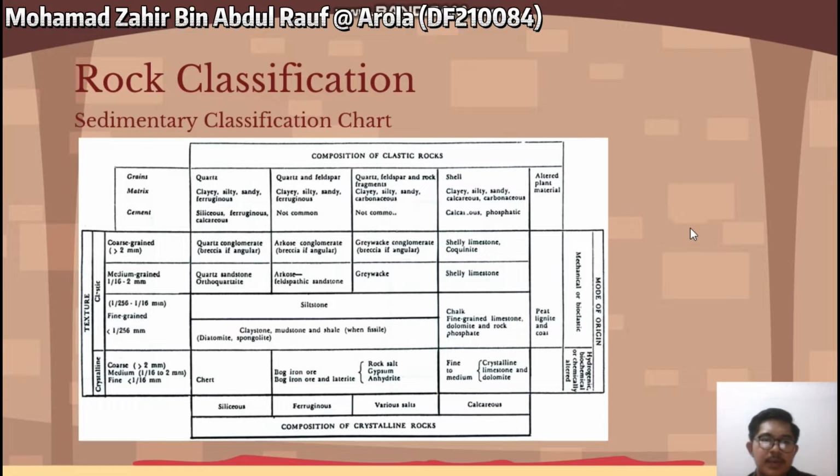And the last one is about sedimentary classification charts. So we can also find the details: texture and composition of clastic rock, composition of crystalline rock, and mode of origin. So that's all for the methodology in this project.